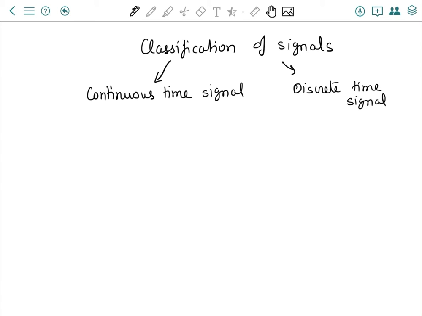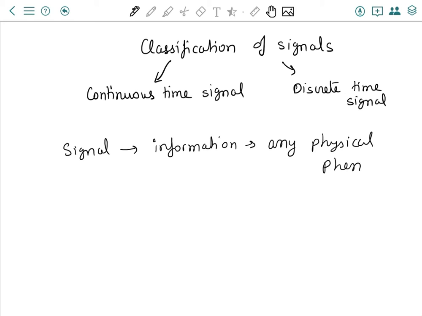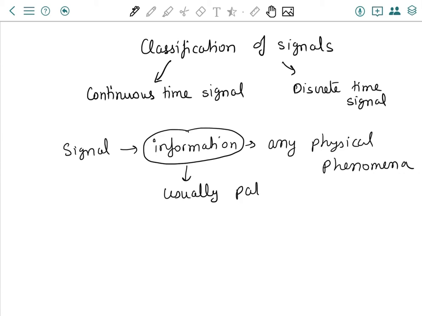So first we have to understand why we need such a representation of the signal. I have already explained in my previous video that a signal contains information about any physical phenomena. So that information usually has a pattern. If it is information, then it must have a pattern, and that pattern is basically either continuous time signals or discrete time signals.